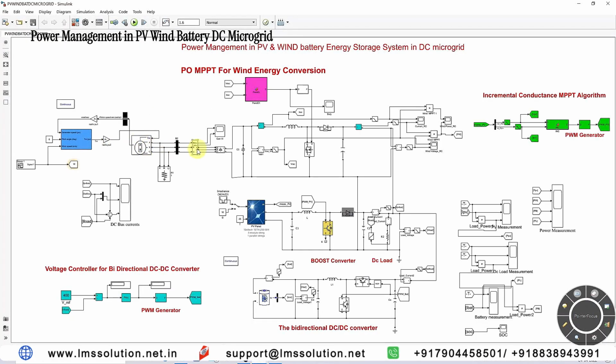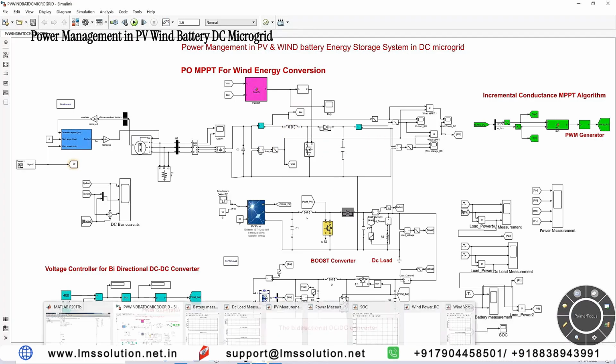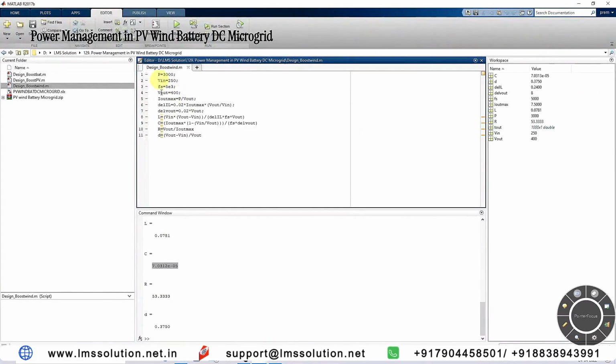The PMSG output will be converted from AC to DC by using this diode rectifier. And then this rectifier output will be boosted to 400 volt by means of this boost converter. So we need to design the values of L and C. In order to design the L and C values, here we are using this formula.